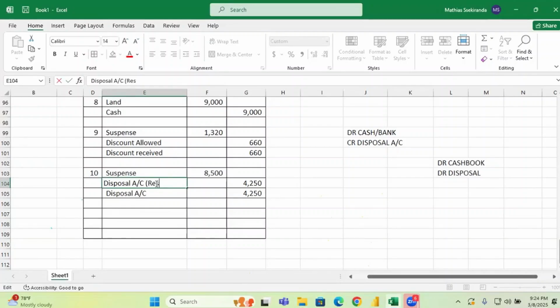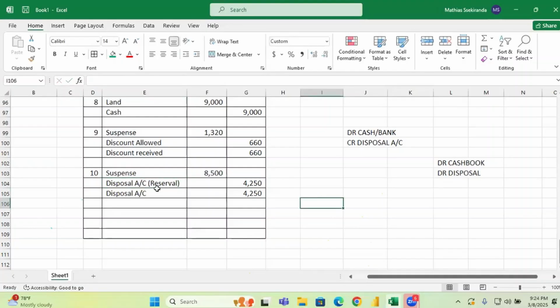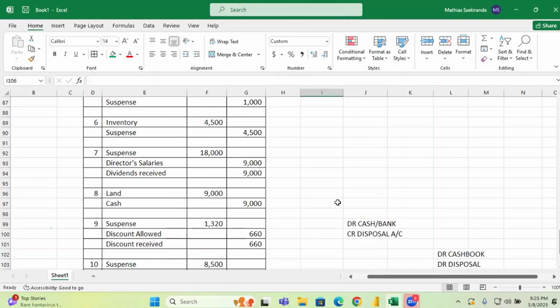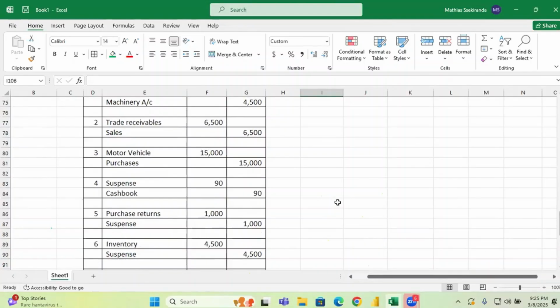Now we can say this one is reversing the error. Always the first one should be reversing the error. It should be correcting the error. And then the second one should be the correct entry. Are we together? All right. It is okay. It is very fine.